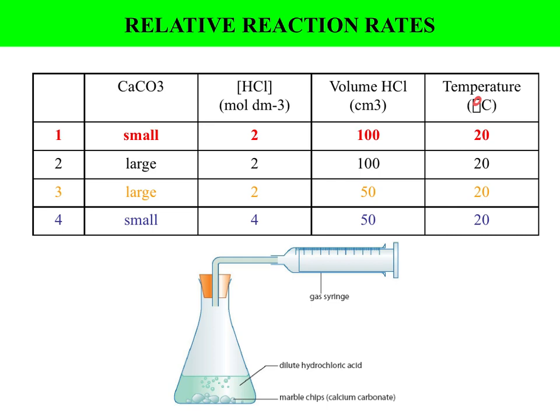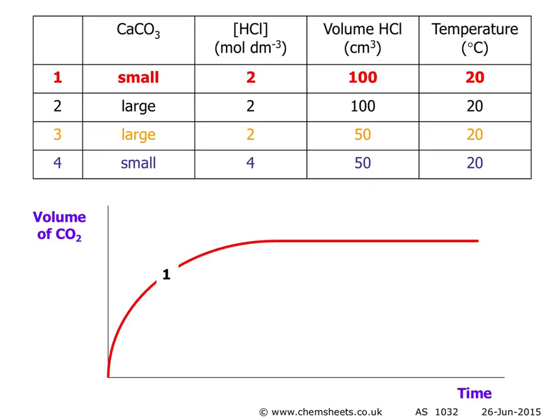And on the next slide, we're going to see a repeat of the table. And the first curve has arbitrarily been drawn for you using small pieces of calcium carbonate with the concentration of hydrochloric acid at 2 moles per litre. We have 100 cubic centimetres of the hydrochloric acid at 20 degrees.